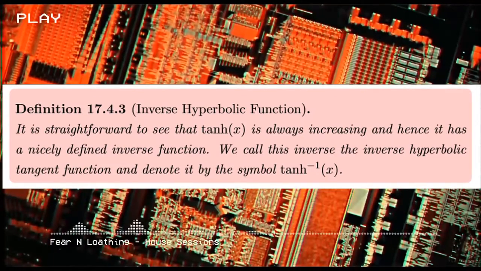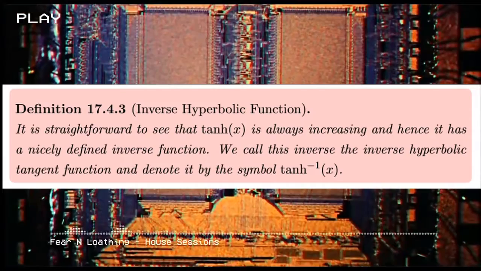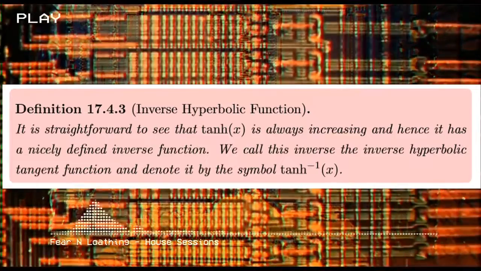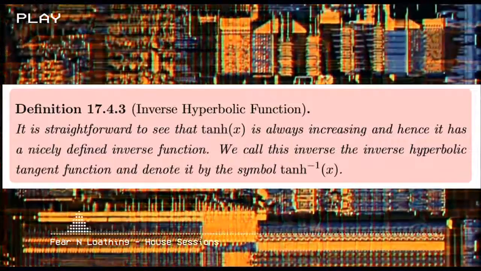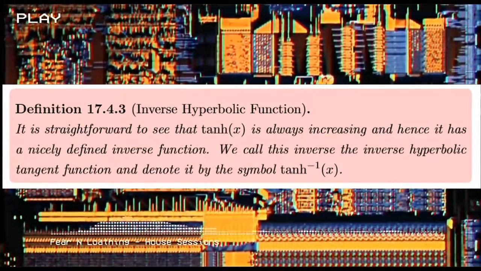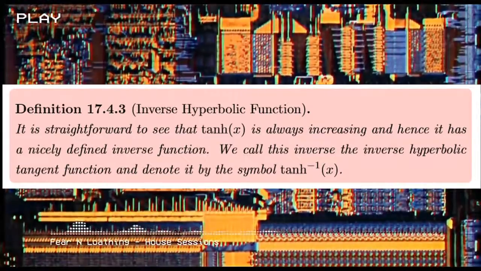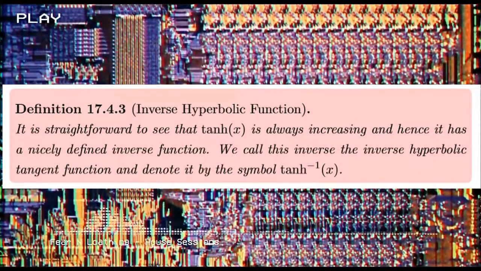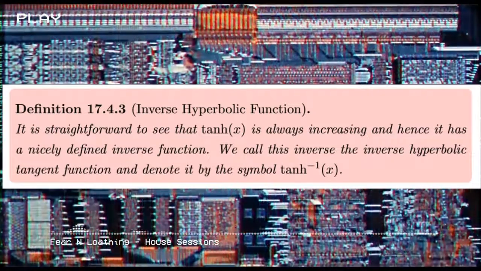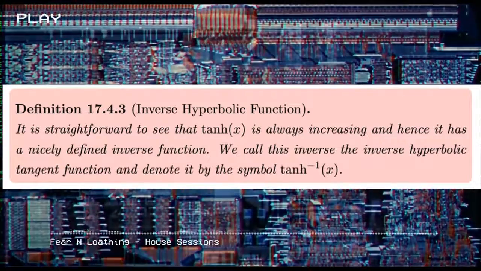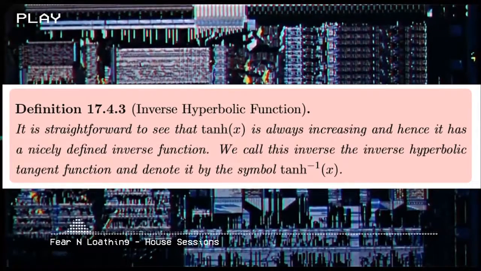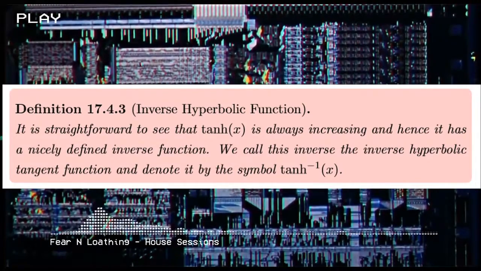Just like in trigonometric functions with inverse tangent, there is an inverse for the hyperbolic tangent also. Now we are going through the third definition, the inverse hyperbolic function. It is straightforward to see that the hyperbolic tangent of x is always increasing, and hence it has a nicely defined inverse function. We call this the inverse hyperbolic tangent function and denote it by the symbol tanh^-1(x).